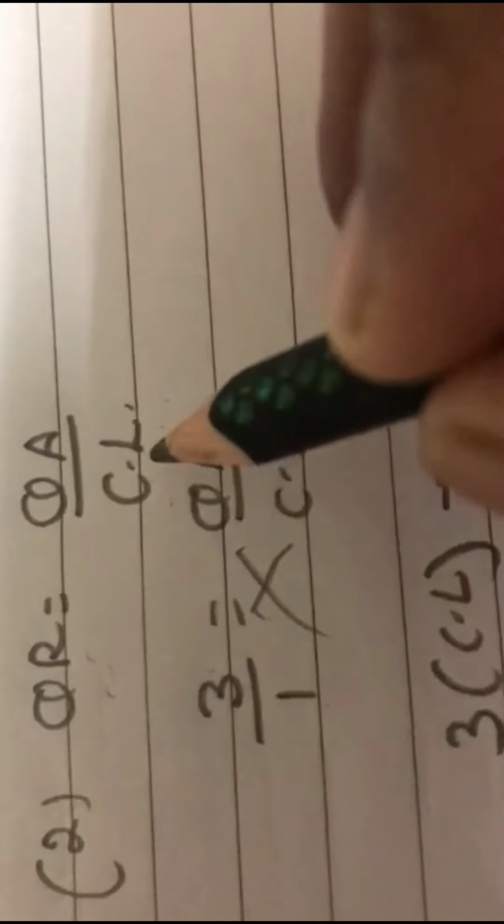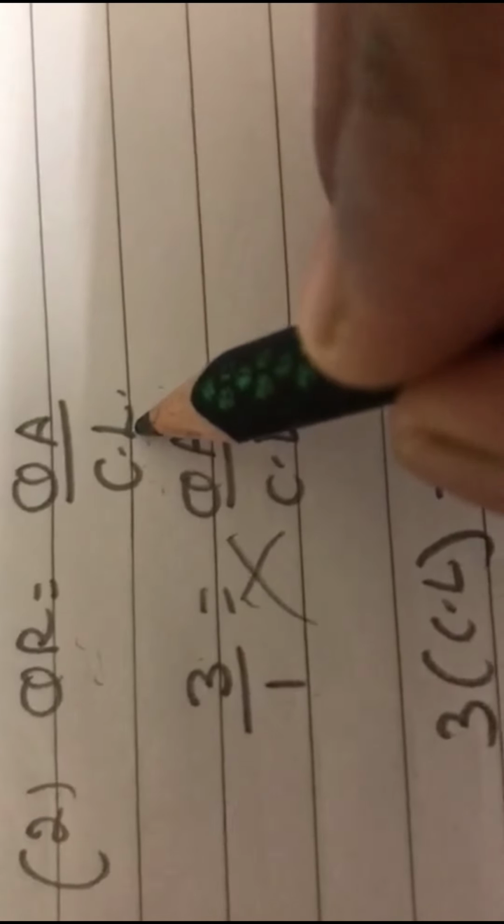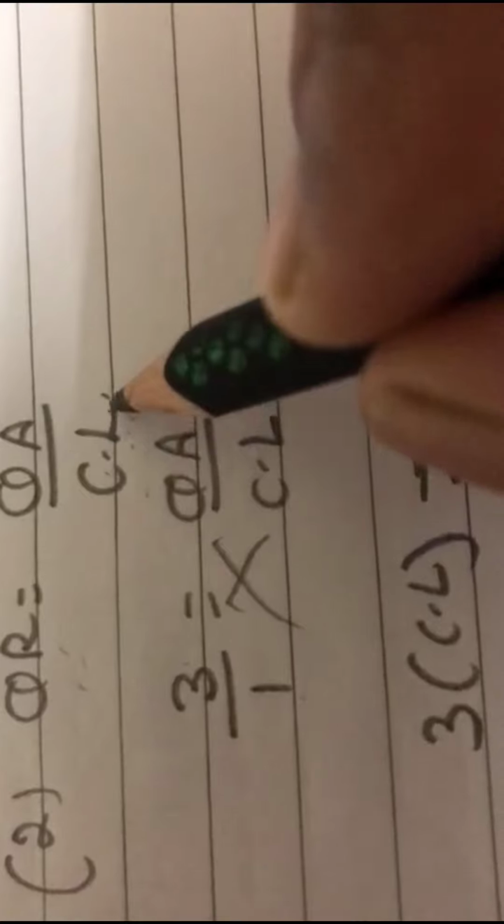What is the formula? Quick ratio is equal to quick assets divided by current liabilities. Why have you used current liabilities here? Because you don't have bank overdraft. If bank overdraft is given, then you could have written divided by quick liabilities.